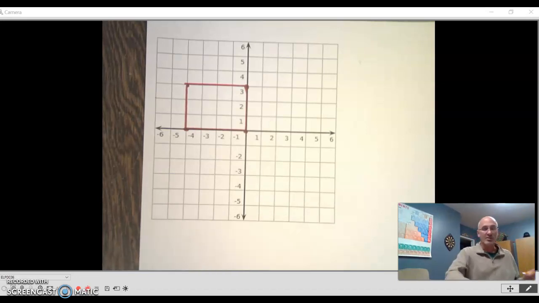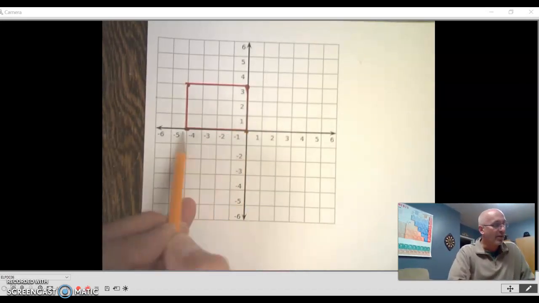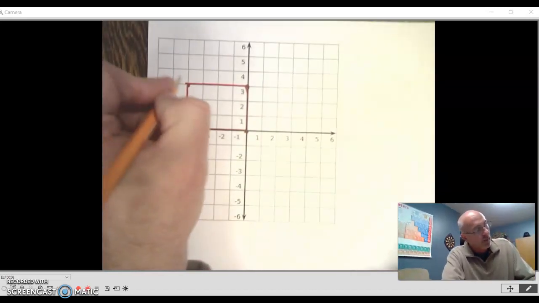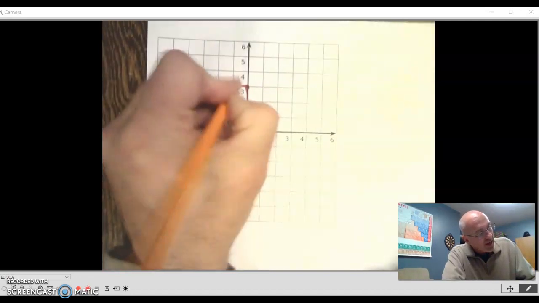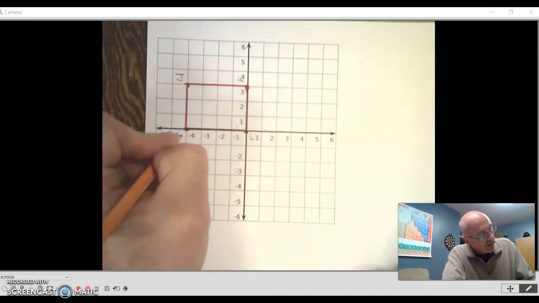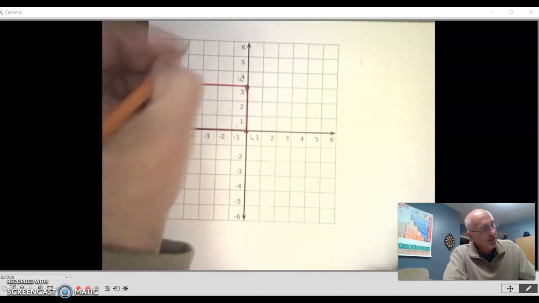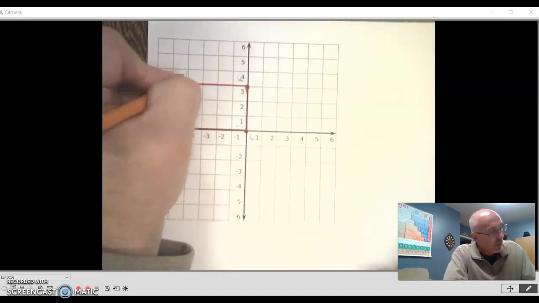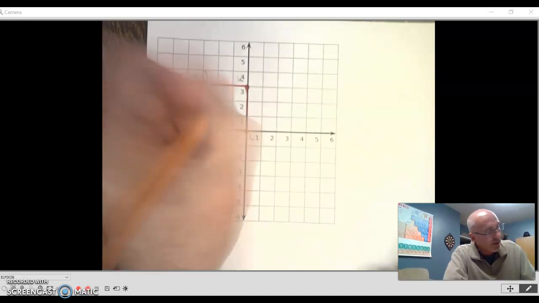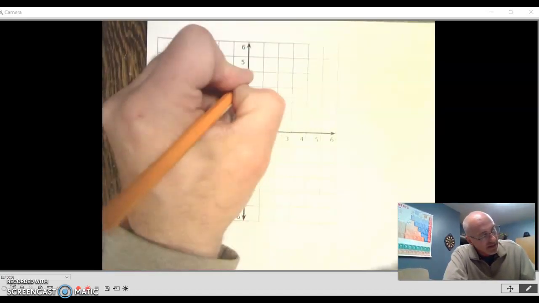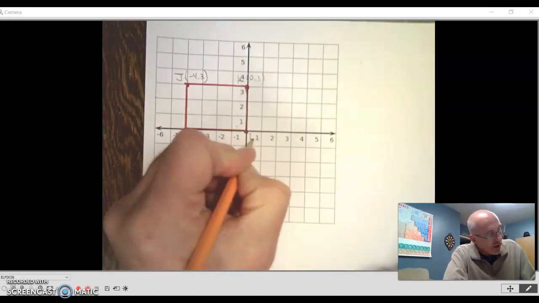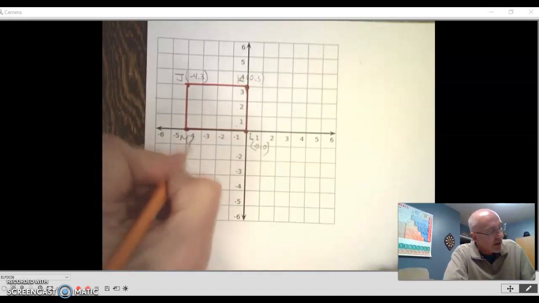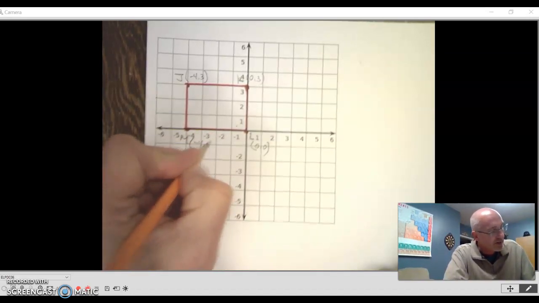This is a little bit more difficult to see. So say I have this rectangle. I will label it J, K, L, and M. So for right now, let's put our points in there. J is at negative 4, 3. K is at 0, 3. L is at 0, 0, the origin. And M is at negative 4, 0.